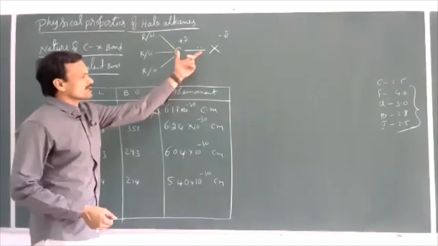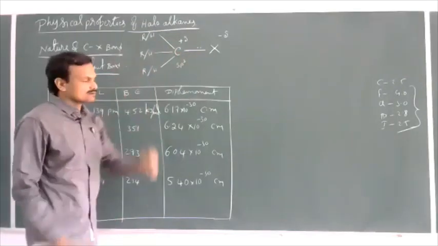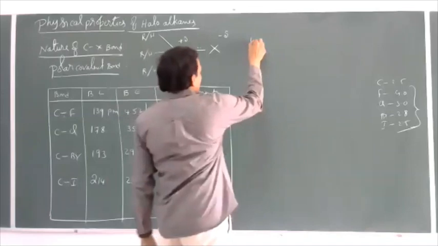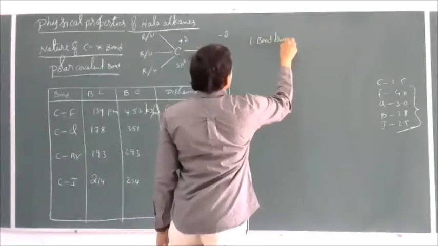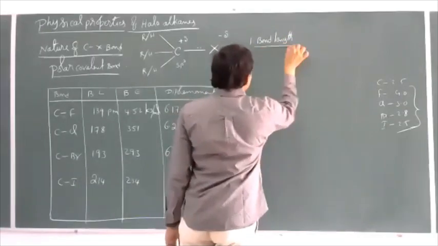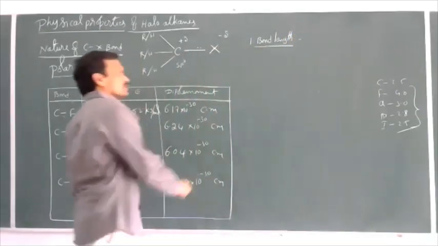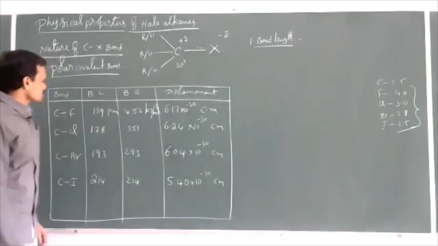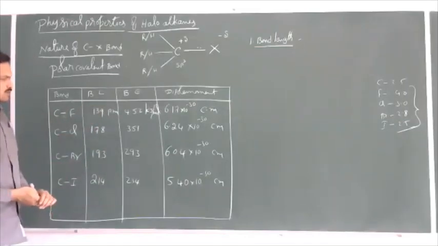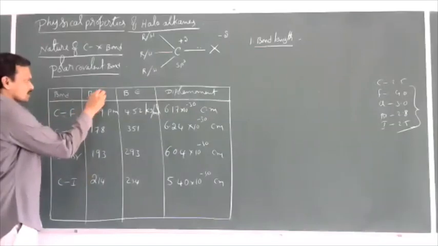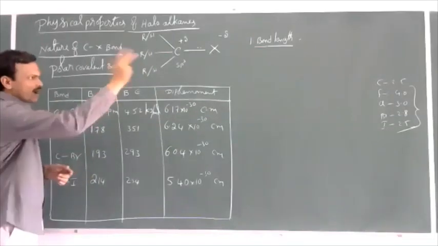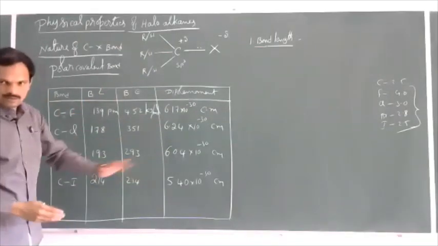Then let us see the characteristics of this C-X bond. First one, I will take bond length. And these orders they ask in objective examinations. What is the order of bond length? So here I give the table. No need to remember these values, just for easy understanding I mentioned them here. We should just know the order, that's all.